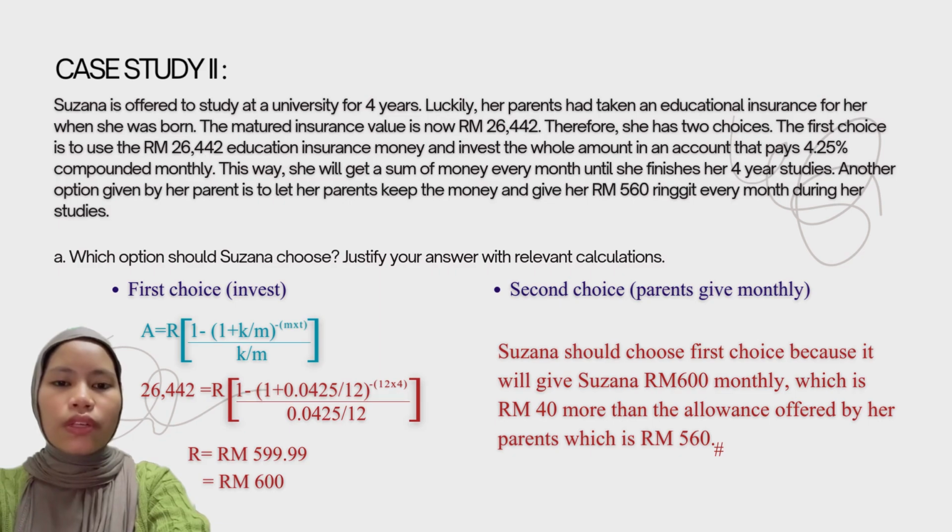Case study 2. Susanna is offered to study at a university for 4 years. Luckily, her parents had taken an educational insurance for her when she was born. The maturity insurance value is now 26,442 ringgit. Therefore, she has two choices.